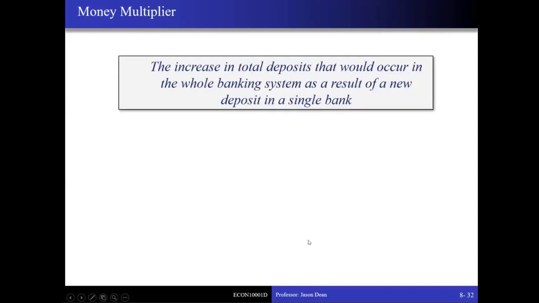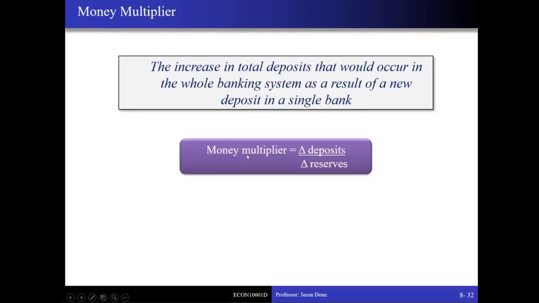Same thing. So the increase in total deposits that would occur in the whole banking system as a result of a new deposit in a single bank is equal to the money multiplier, which is the change in deposits over the change in reserves.